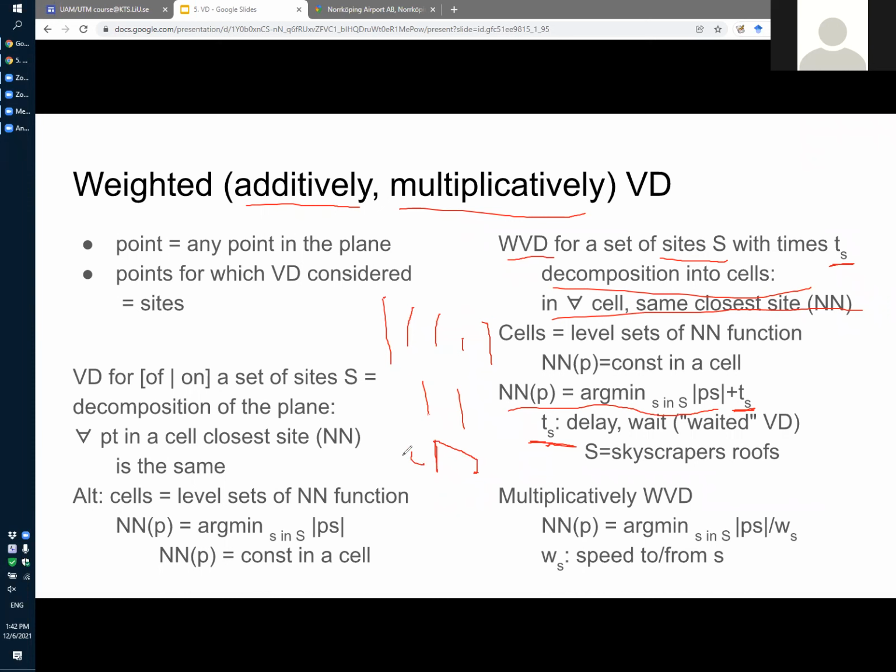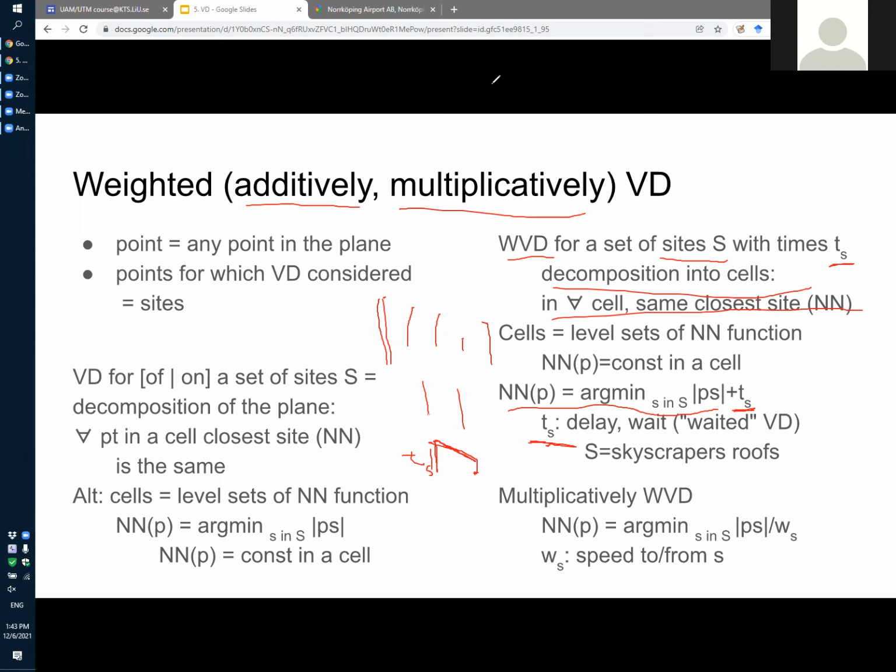And this time that it takes to get to skyscraper S is TS. So when you are deciding to which skyscraper to assign your point in the plane, you're not only taking into account the distance from the skyscraper to the point, but also the time it takes to get to the top floor of the skyscraper. Okay, so this is like a Voronoi diagram with a delay.